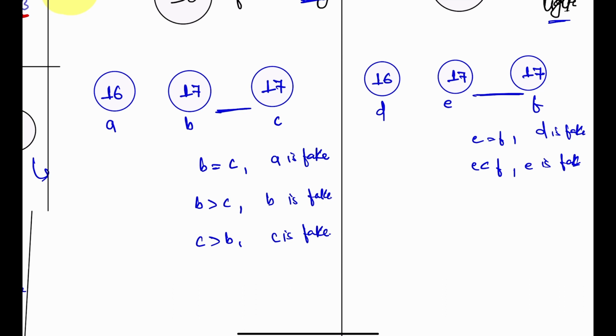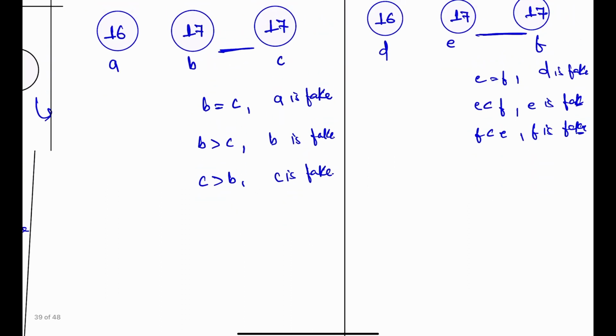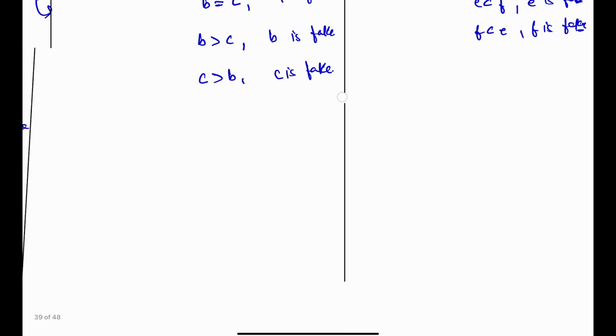Can you see the difference? Which one is lighter is fake, but here which is heavier is fake. So that's the difference. If f is lighter than e, then f is fake. So eventually, if it's 16 or 17, it could be broken down into 16 or 17.